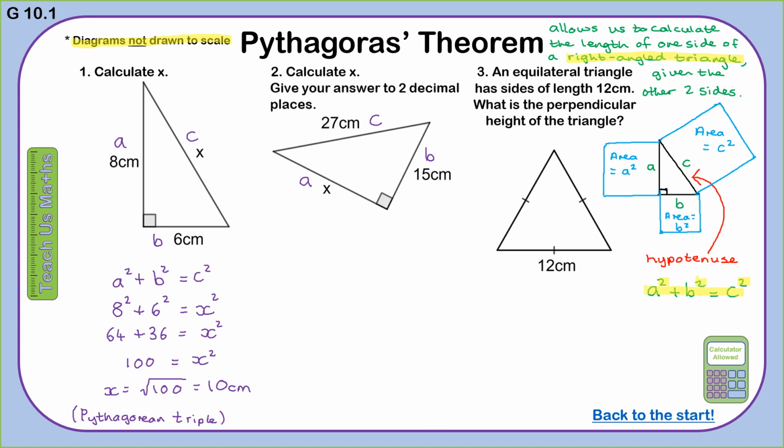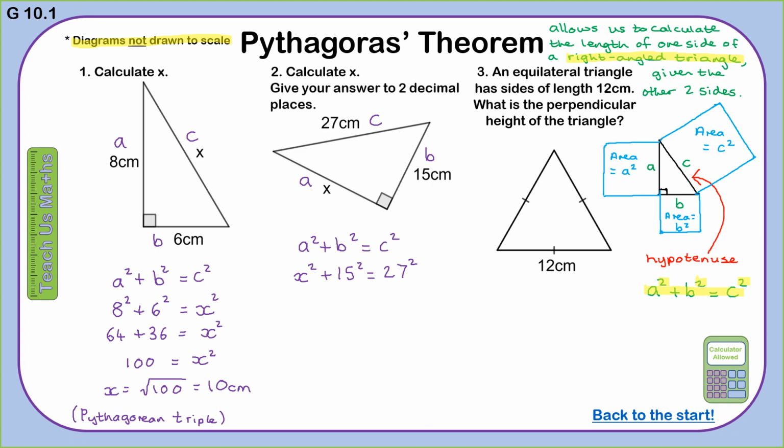Now let's write down Pythagoras' theorem and substitute in the values that we know. Well, we don't know the length A, other than it's labelled x, so I'm going to write x squared here. B we know is 15 centimetres, so I'm going to change the B for 15. And C we know is 27 centimetres, so let's substitute in 27 there.